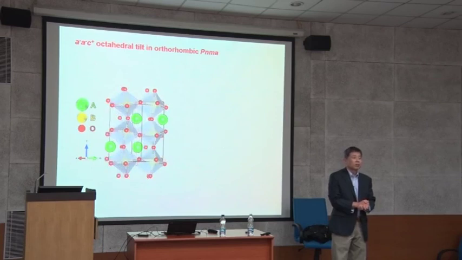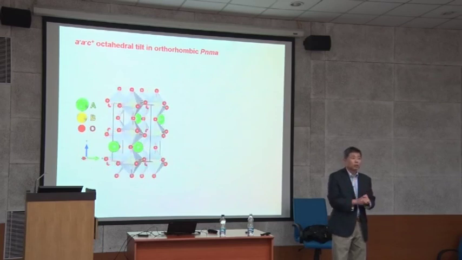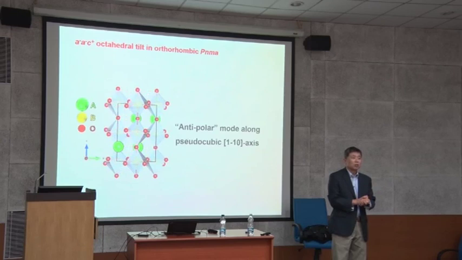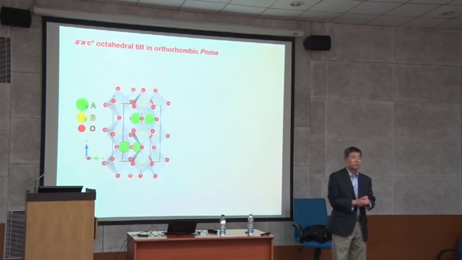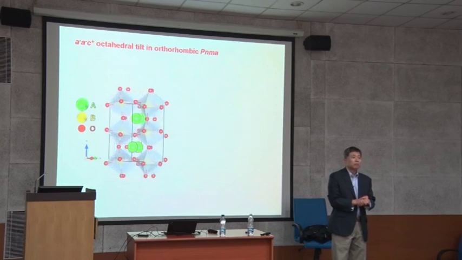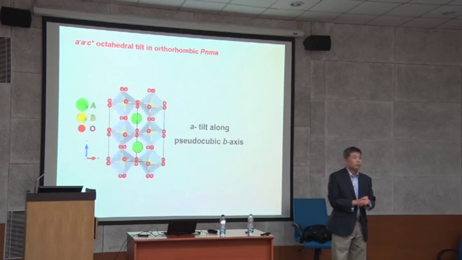That's right. The zero means no rotation. It is ABC, right? If there are three zeros, like A0, A0, A0, that means there is no rotation along the X direction, the Y direction, or the Z direction. That's right. That means cubic.